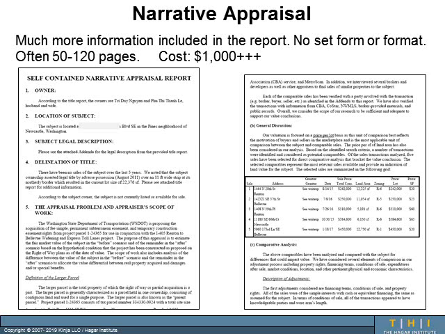It is much more information on this. There is no set form or format, although they try to describe the subject and the neighborhood and the subject site and the like, in the same format as a form appraisal, but these are written on standard letter documents, if you will. These can be anywhere between 50 to 120 pages that I've seen for narrative, if not longer. And your costs, for the most part, start at $1,000 and go up from there.